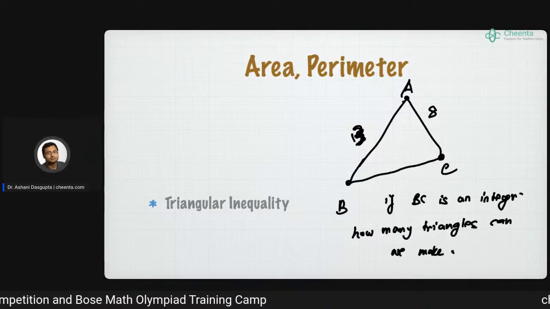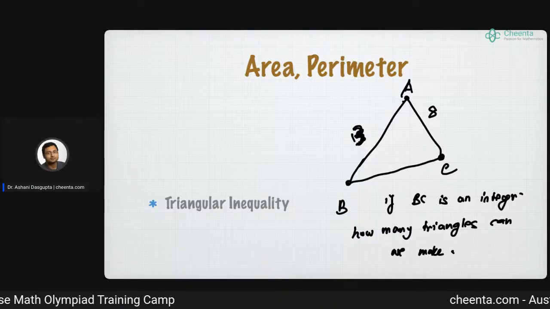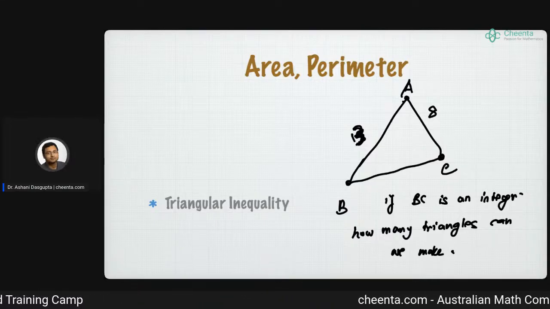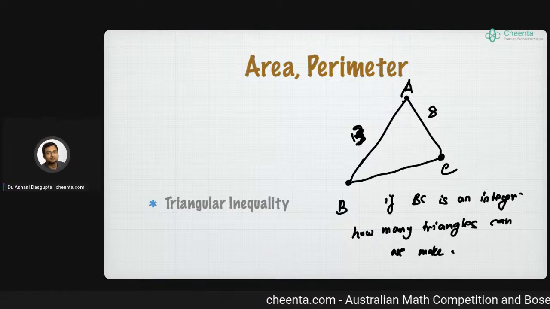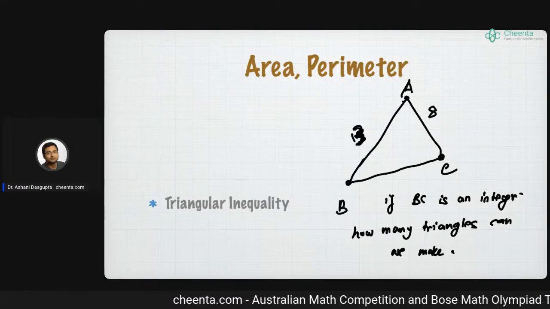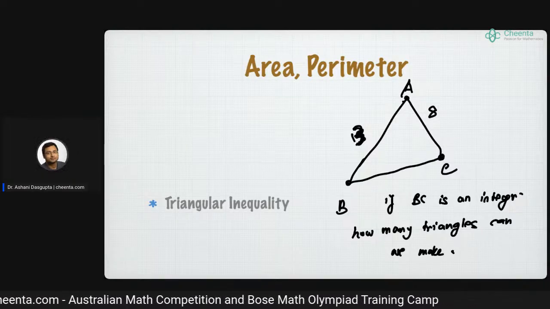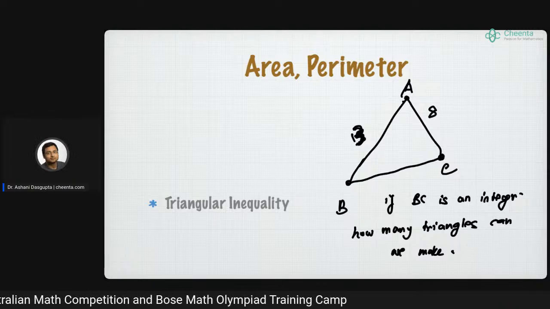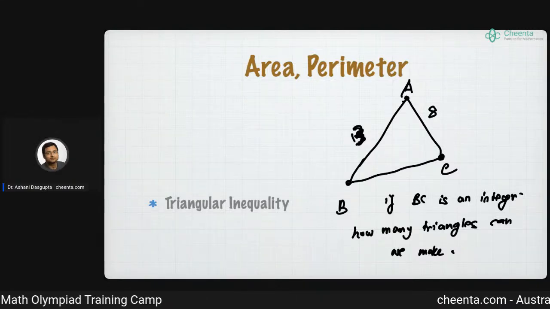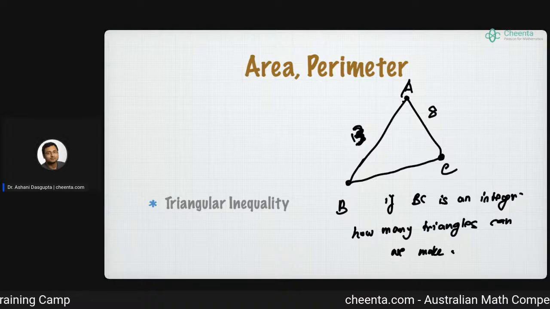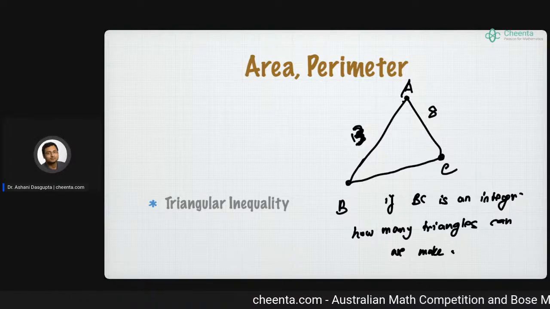So sir, in the triangle it is given that BC is an integer. How many triangles can we make? Basically the question is how many possible values of BC are there so that there is a triangle, because we already have the values of AB and AC. Correct. So what we can do is try to find the possible values of BC.